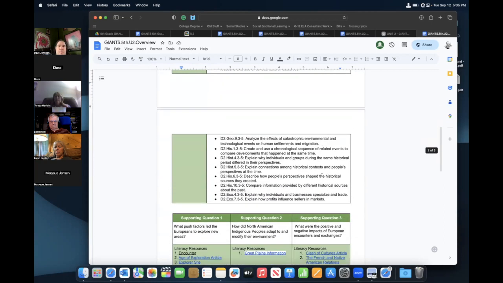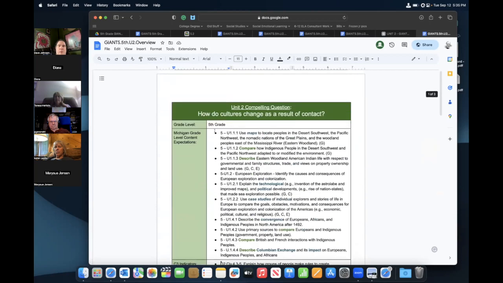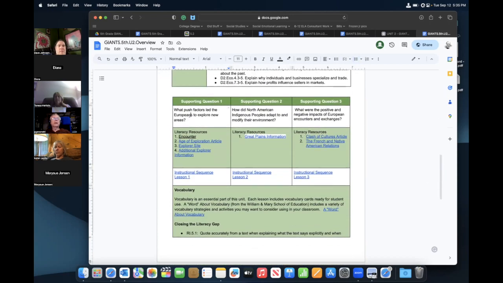We really talk about those three areas. And our supporting questions that guide the overall question, how do cultures change as a result of contact? We've got a lesson that is centered around the push factors that led Europeans to leave Europe and seek out new places. We have a question about the indigenous peoples and how they lived and what their life and pathways were like. And then, what are some positive and negative impacts of European encounters and exchanges?